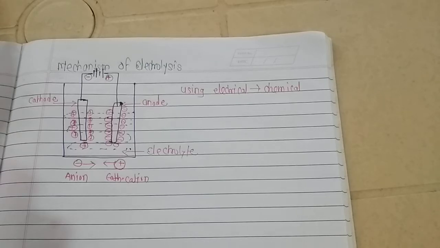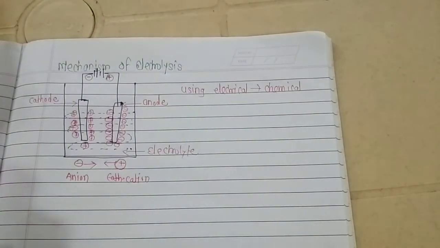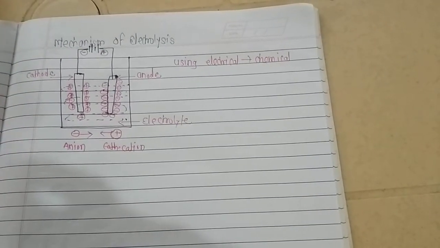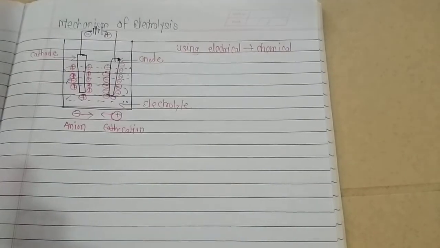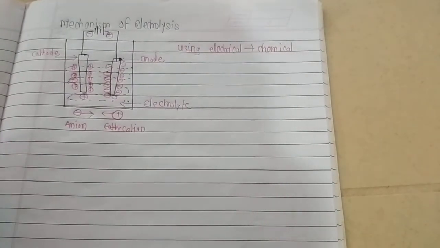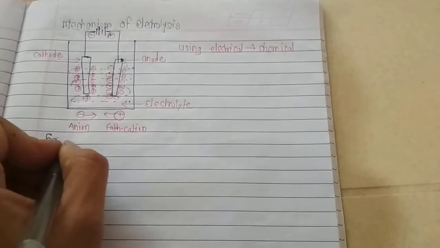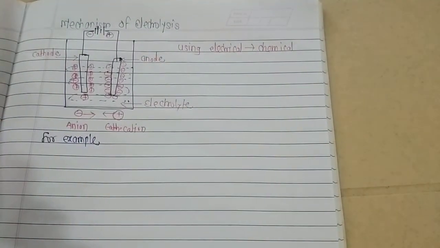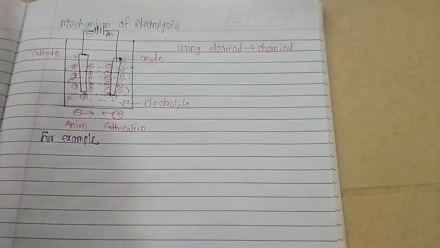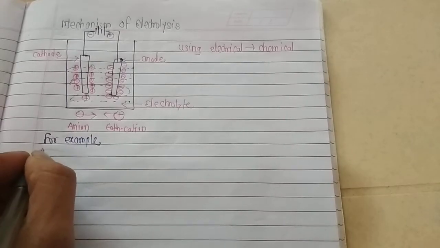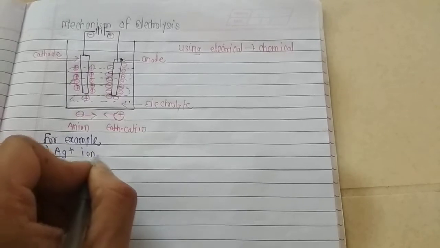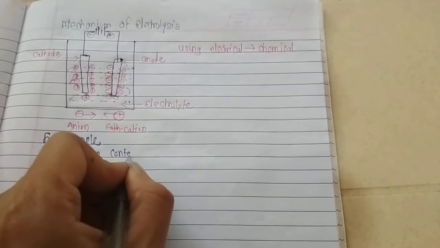I will write here some examples of cathode and anode. Different examples we learn here. For example, suppose this solution contains Ag plus ions.